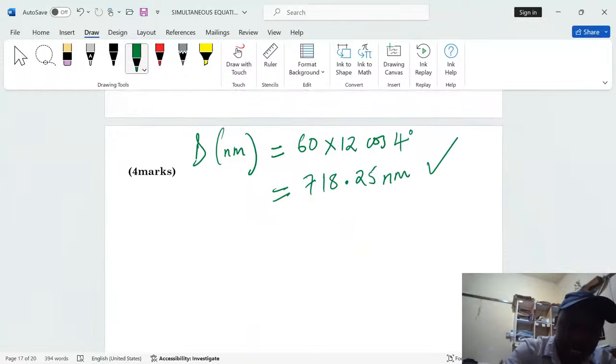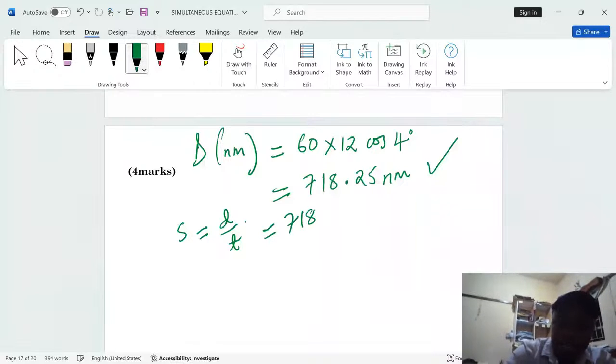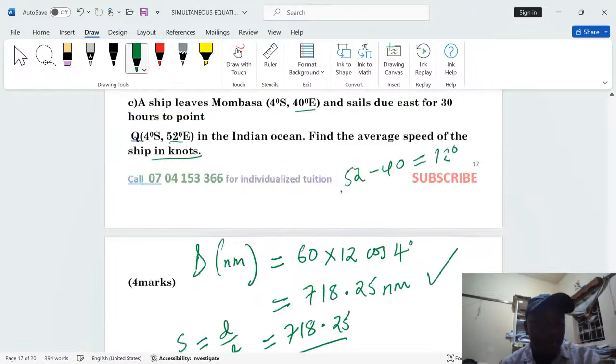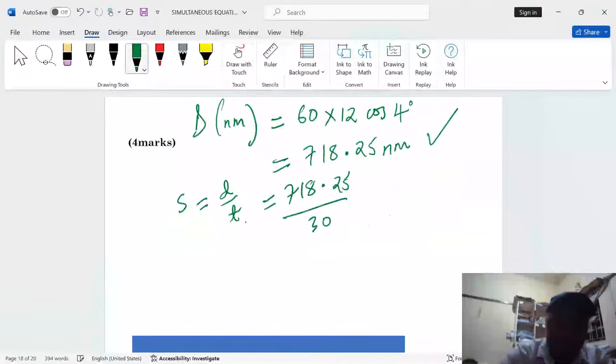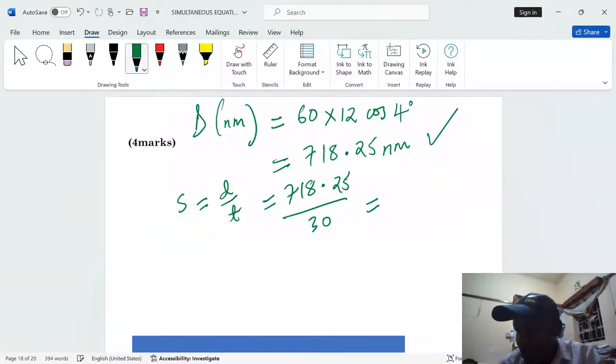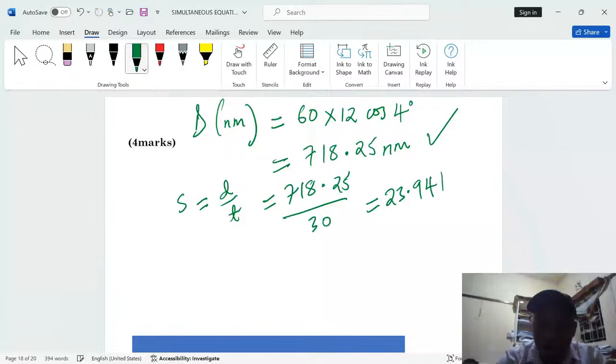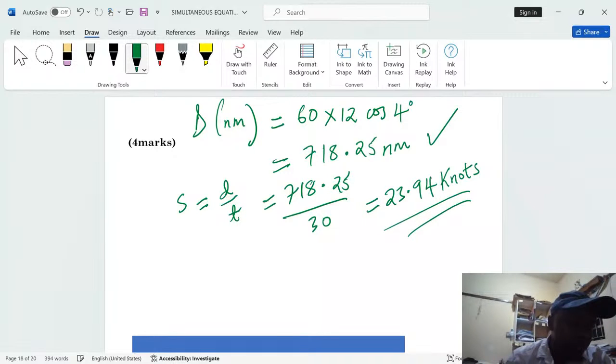That is the distance, which means for us to get now the speed, because the distance is already in nautical miles, then speed will automatically be distance in nautical miles out of time in hours. 718.25 divided by the time which the ship took, which was 30 hours. So we divide this by 30. And when you divide by 30, you are going to get a speed of 23.94 knots. This is the speed in knots.